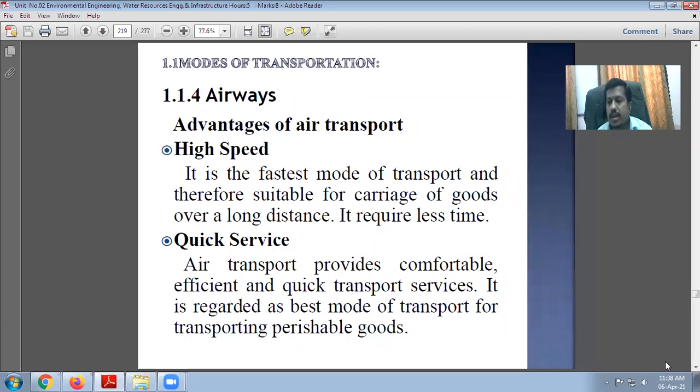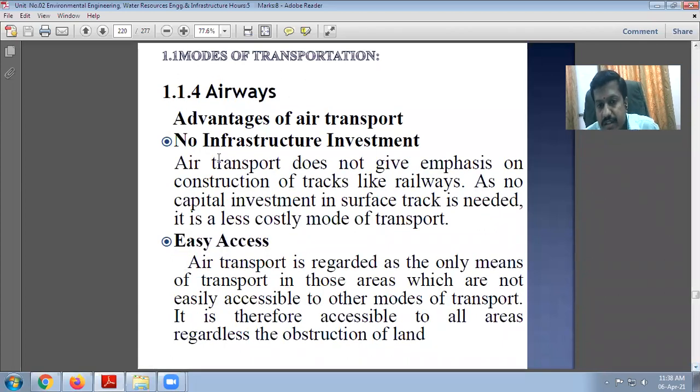So airways, what are the advantages? High speed. Yes, it is the fastest mode of transportation. Quick service in case of emergencies. This air transport mode provides us good comfort for your goods and all other things. Then no infrastructure investment is required, as compared with the roadways or the railways.